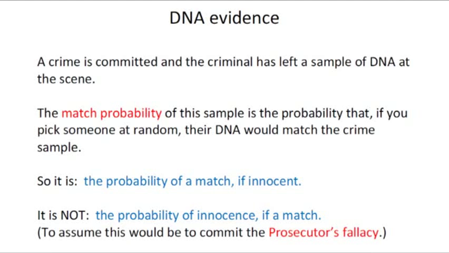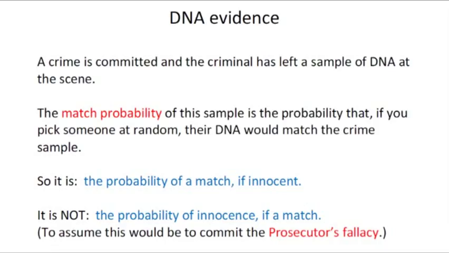So let's start with DNA evidence. Suppose a crime is committed and that the criminal has left a sample of DNA at the scene. Now, depending on how good that sample is, you can assign something called the match probability to that sample. And that is the probability that if you pick someone at random, their DNA would match the crime sample. This is usually quite a small number. It's typically 1 in several million or even 1 in several billion.